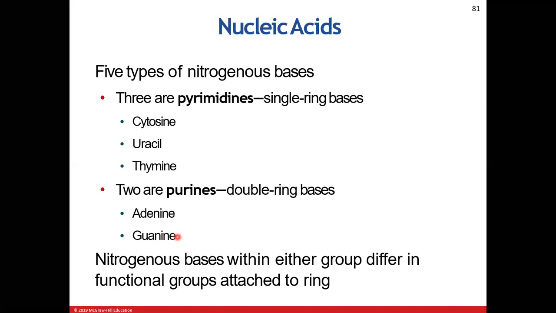So when we look at the nitrogenous bases, there are 3 pyrimidines, and pyrimidines indicate a single ring base. Those include cytosine, uracil, and thymine, okay? Now, there are also 2 purines, and purines are double ring bases. Basically they have 2 ring structures bound together, and that includes adenine and guanine. And you'll notice that the nitrogenous bases within either group differ in the functional groups attached to the ring.